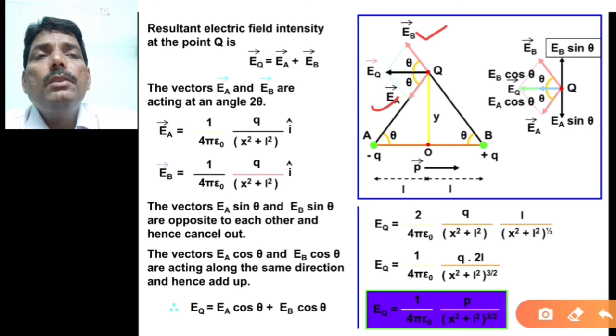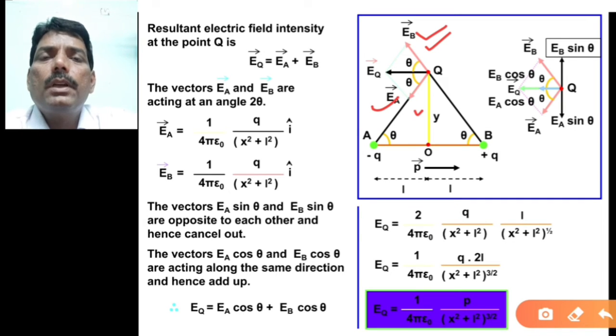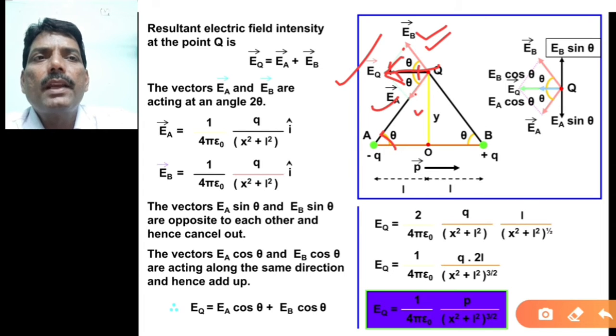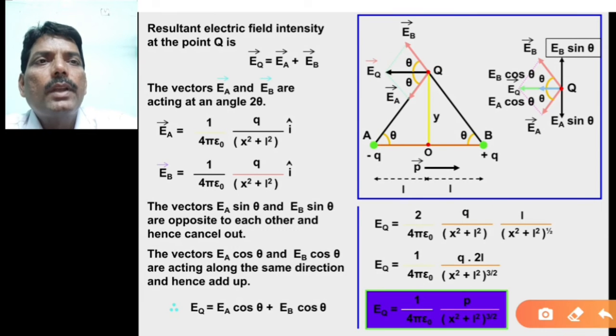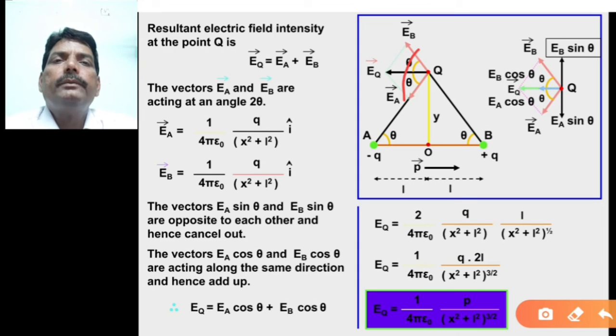So now you see you got this EA in this direction, EB in this direction, therefore you have to convert that into a parallelogram. So you can say that the resultant electric field EQ will be in this direction. Now complete the parallelogram here. Now see this angle is theta, so this angle will also be theta because it's an alternate interior angle. Similarly, this angle is theta, this angle is also theta, that is the corresponding angle. So the total angle here is 2 theta.